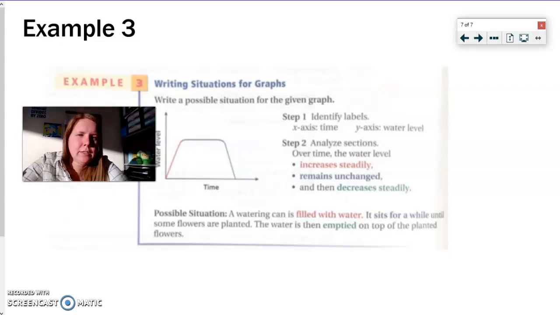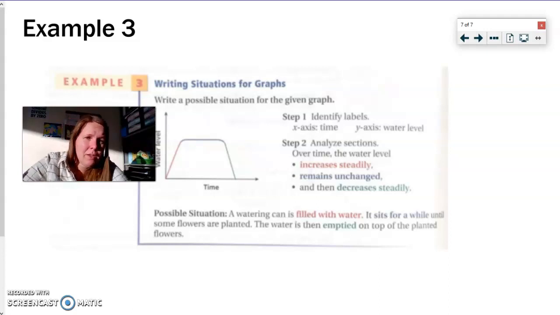So in a case where you're given a graph and you're asked to create a situation, there are multiple different types of situations, as long as it makes sense with that graph. So obviously you had to be talking about something with water level and something about time, and talking about how it increased in the amount of water, stayed the same, and then decreased. But your situations could be a little different.